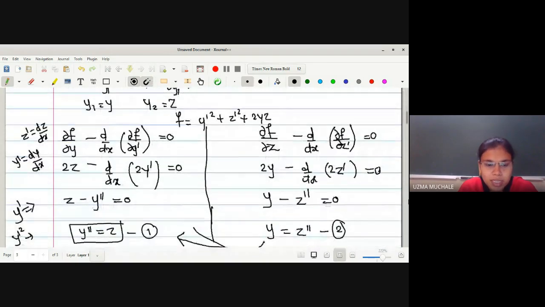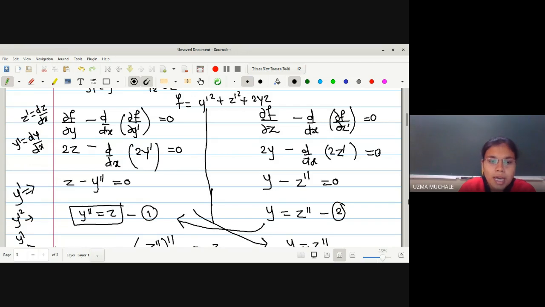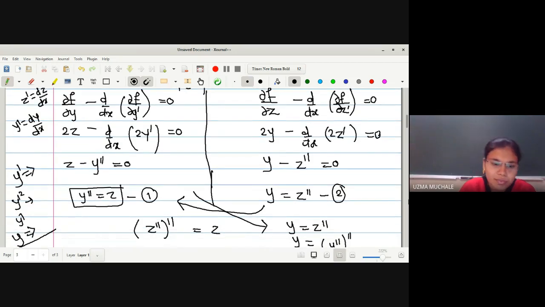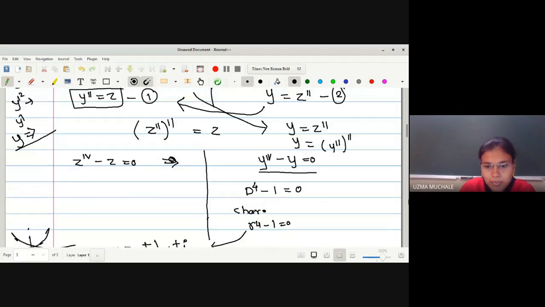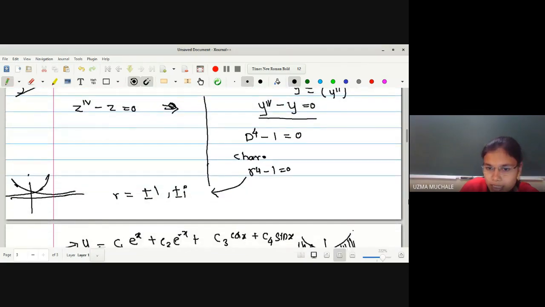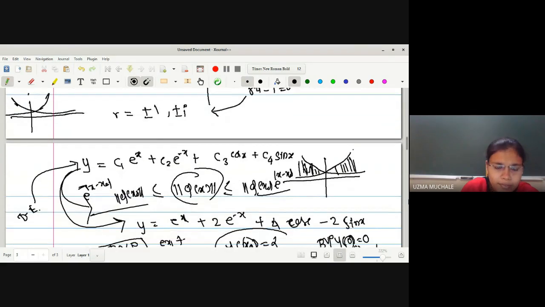You have to take two differential equations, as many as the dependent variables. So we are having two dependent variables, and you have to solve it by using two Euler-Lagrange's equations, which are in terms of y as well as in terms of z. Now we have to use these two equations so that we can have a single equation. Wherever you are having a value of y, put it as z double dash, or you can put the value of z from equation 1, and we got one equation that is y raised to 4 minus y is equal to 0, which means that the characteristic equation is r raised to 4 minus 1 is equal to 0. Then we find the roots.